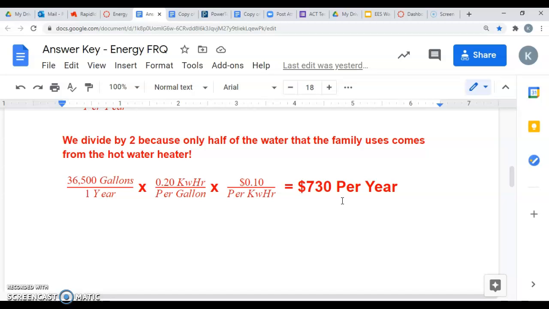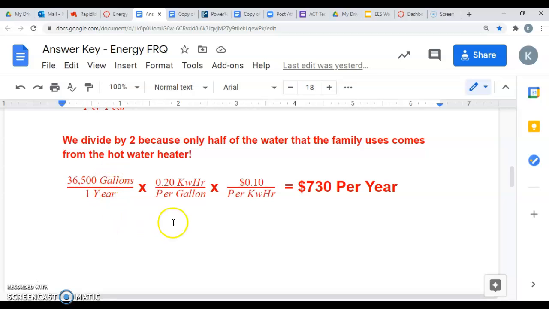So the portion of your energy bill that the shower contributes to is $730. Again, we set this up so that our units would cancel. We took what we knew, and we set it up to where we could get to where we wanted to go. So we started with the gallons. We knew how many kilowatt hours were used to heat each gallon, and we knew the cost of each kilowatt hour. So we just set them up to where our units would cancel. We started with gallons, and we ended up with a monetary value per year.